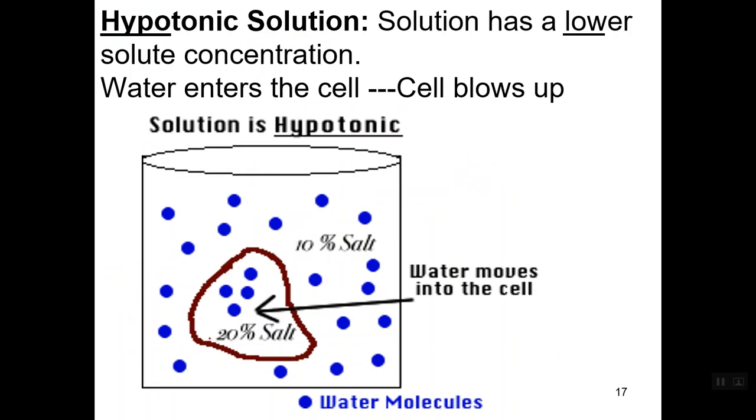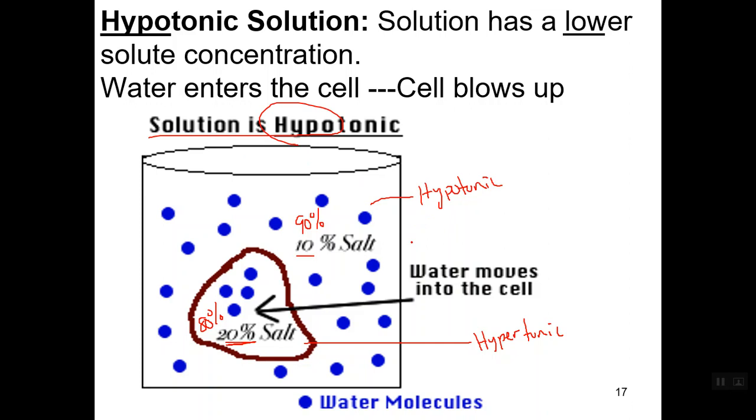This is the opposite. So here, notice that the cell now has 20% salt, which means 80% is water. And the solution only has 10, which means there's 90% water. Okay, well, which is saltier, the inside of the cell or the outside? Well, the inside of the cell is saltier. So the inside of the cell is now hypertonic, whereas the solution, because it has less salt, is now hypotonic. So we say the solution is hypotonic.